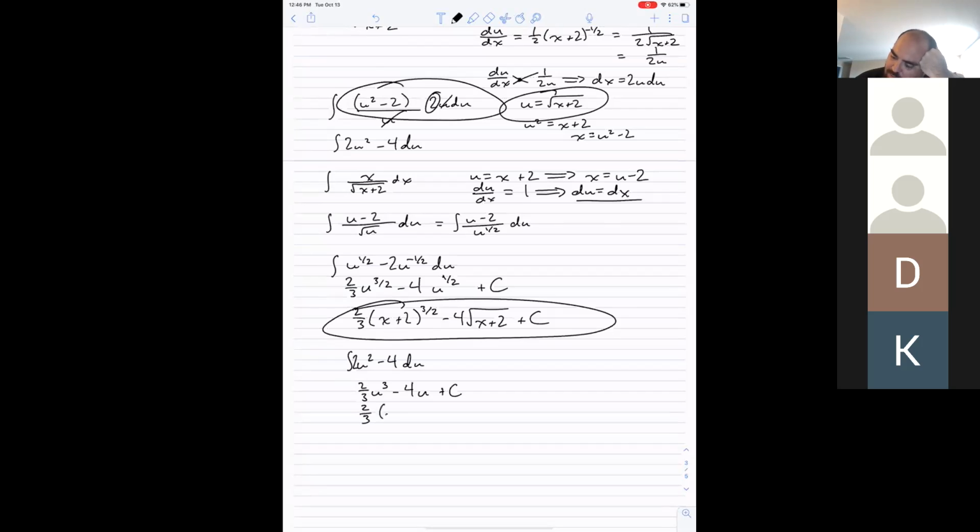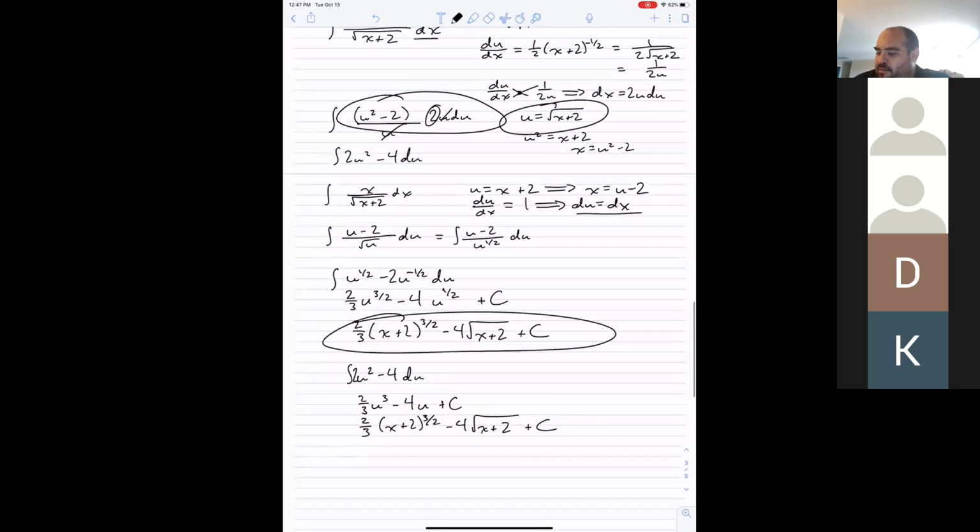2/3 times x plus 2 to the third, but to the 1/2 power, minus 4 times the square root of x plus 2 plus c. Right, but the algebra is easier the second way. Yeah, absolutely. But just to put your minds at ease, if you do something that's not the best approach, as long as you do all the math correctly, you're going to be fine.